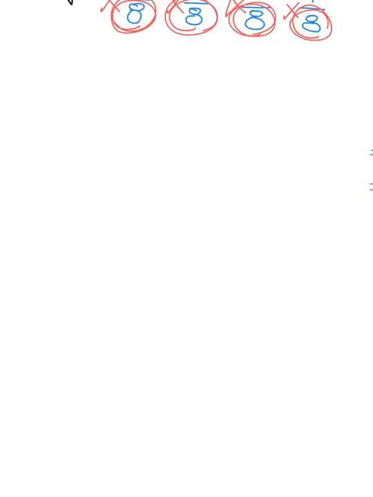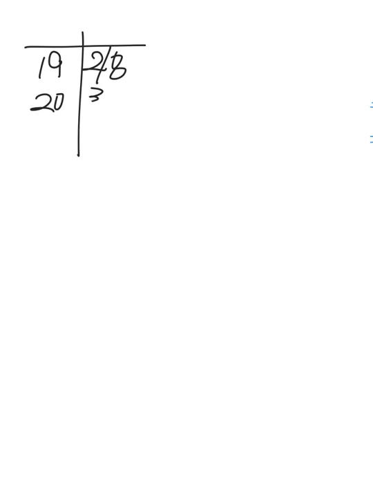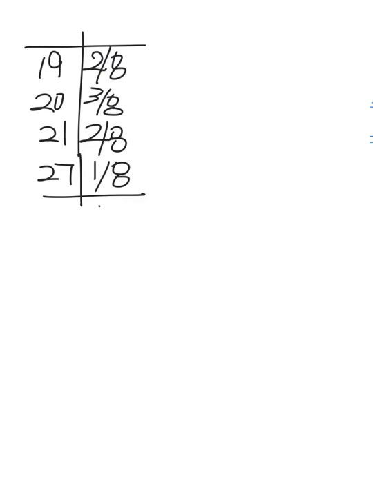I need a new page. Yeah, let's clean up. Okay, how many 19s? 2 out of 8. How many 20s? 3 out of 8. 21, 2 out of 8. And the last one was a 27. Only one 27. So the sum of the probabilities was 100%.